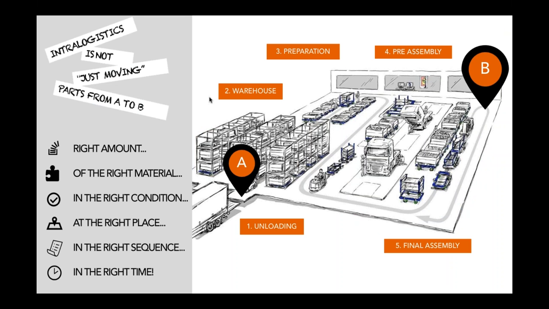the basic requirements when it comes to material supply, the just-in-time principles, that we need to deliver the right amount of parts. We need to, of course, deliver the right material. It needs to arrive in the right condition. It cannot be damaged. It should be delivered to the right place, to the right sequence, and also at the right time. So it's a lot of things that need to be fulfilled in order to supply parts to, for example, a final assembly line.